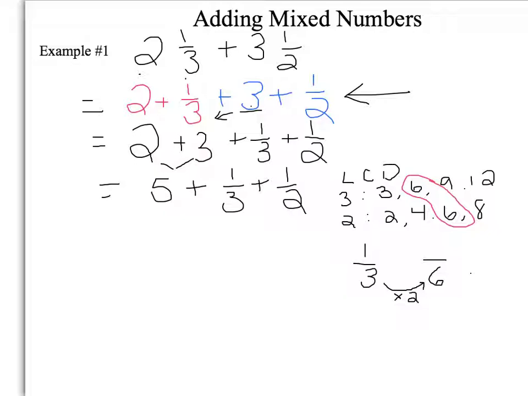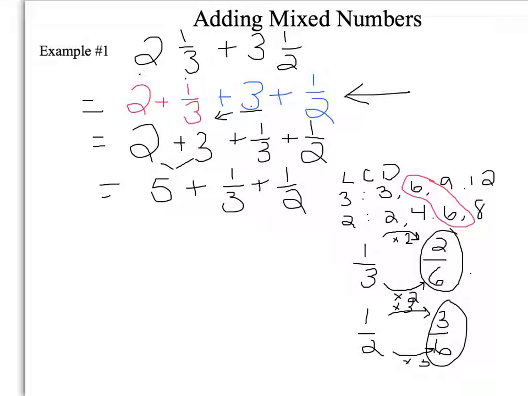Whenever we do the denominator, we have to also do the numerator. So we're going to multiply 1 times 2. And 1 times 2 gives us 2. So there's one of our fractions. The next one, 1/2. To get from 2 to 6, you multiply by 3. So whatever we do to the bottom, we also have to do the top, times 3. 1 times 3 gives 3. Here's your second fraction. So now we go back to our equation.